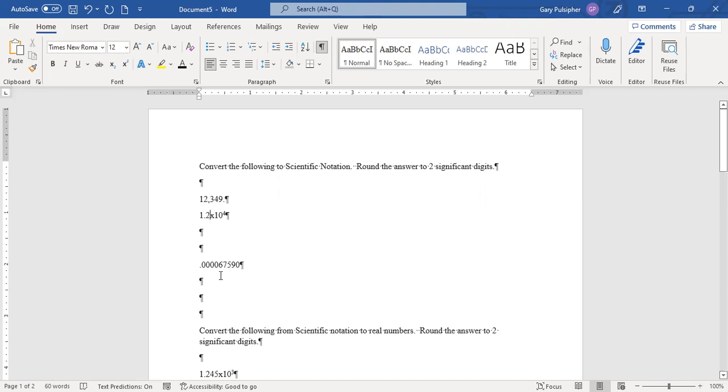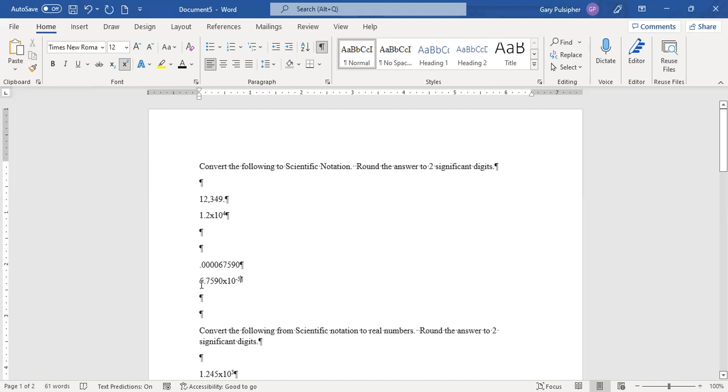All right, so let's look at this one now. Do the same thing. We're going to convert to scientific notation. There's my decimal right there. I'm going to move it 1 spot, 2 spots, 3 spots, 4 spots, 5 spots, right? And it becomes 6.7590 times 10. And it's the 5, right? Because that's how many times I move my decimal. But this time I started with a number less than 1. So my exponent becomes a -5, right? If I start with a number greater than 1, my exponent is positive. If I start with a number less than 1, my exponent is negative.